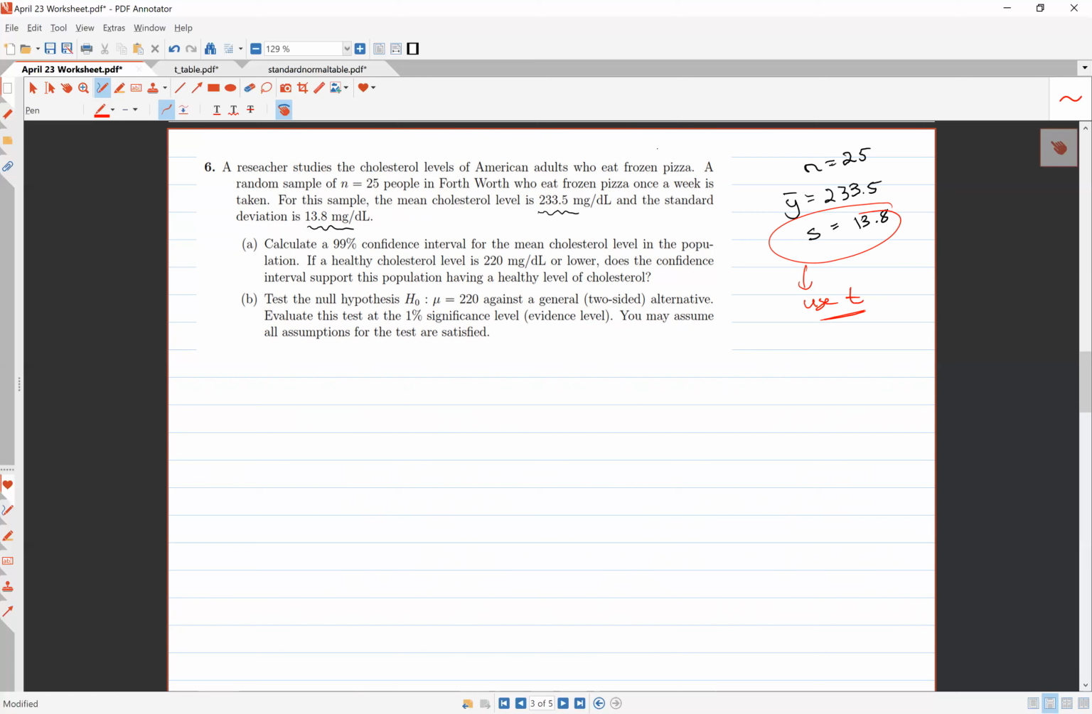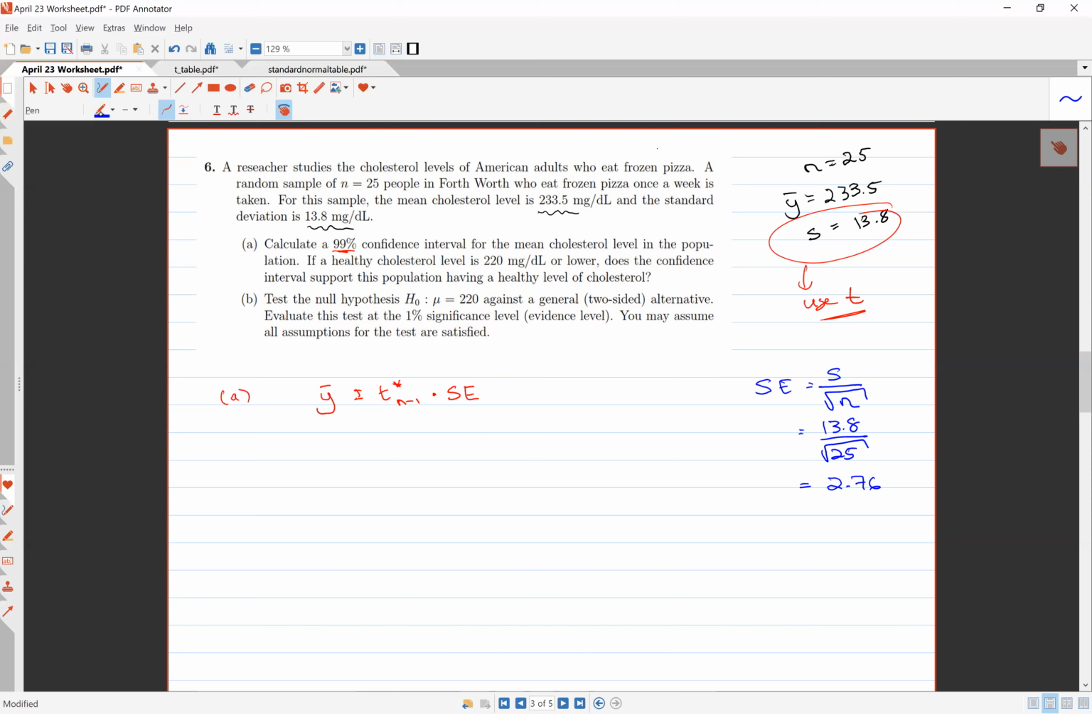So part A asks us to calculate a 99% confidence interval for the mean cholesterol level. So the formula for the confidence interval here is given by y bar plus or minus t star subscript n minus 1 times standard error. Standard error here is calculated as S over square root of n. So 13.8 divided by square root of 25 gives us a standard error of 2.76.